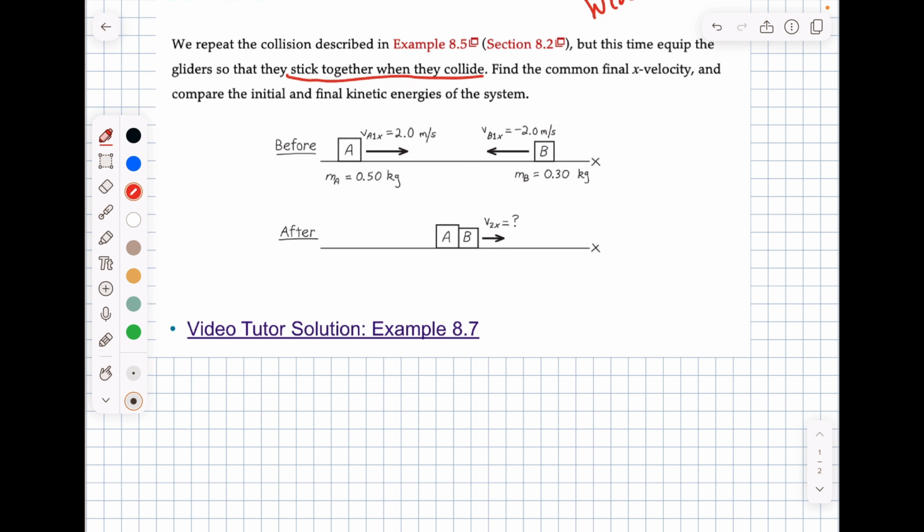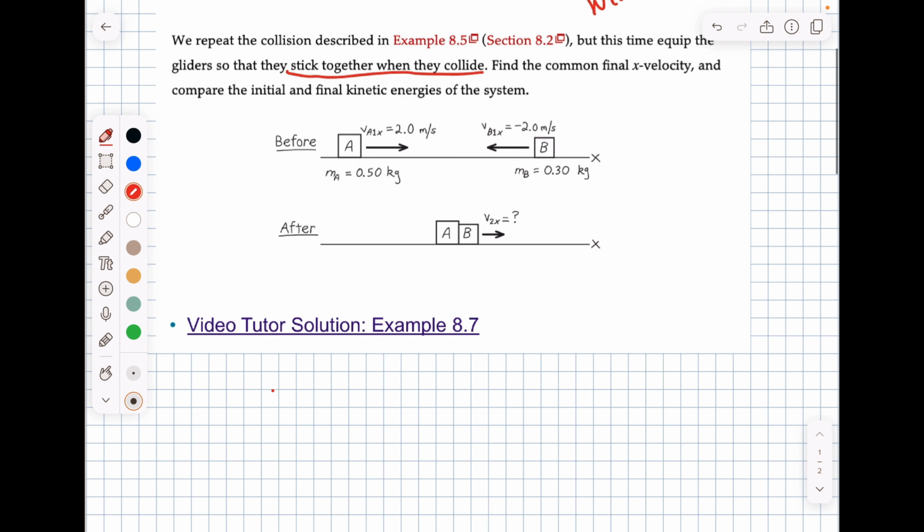So this is using the previous example that we just did, the same parameters. Glider A is 0.5 kilograms, glider B is 0.3. Initially, both moving with a speed of 2, but in opposite directions. So you're going to have a negative sign for anything moving to the left.